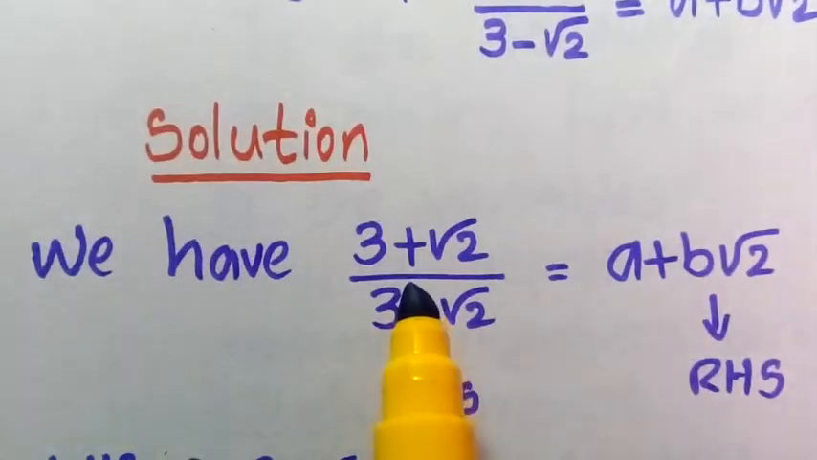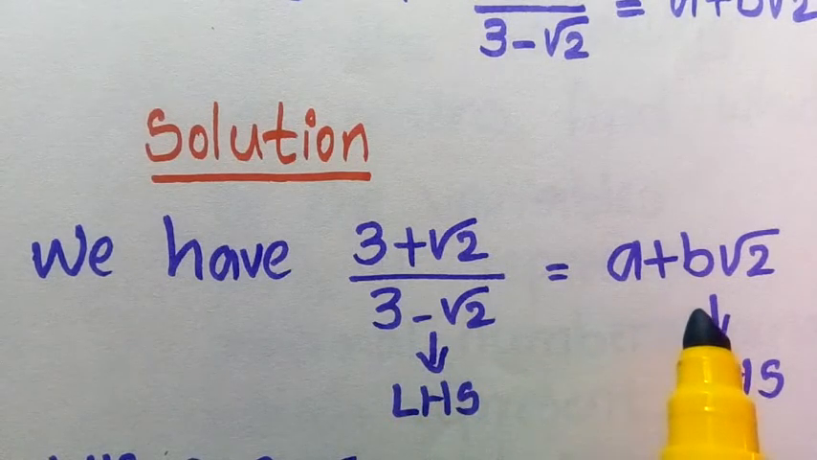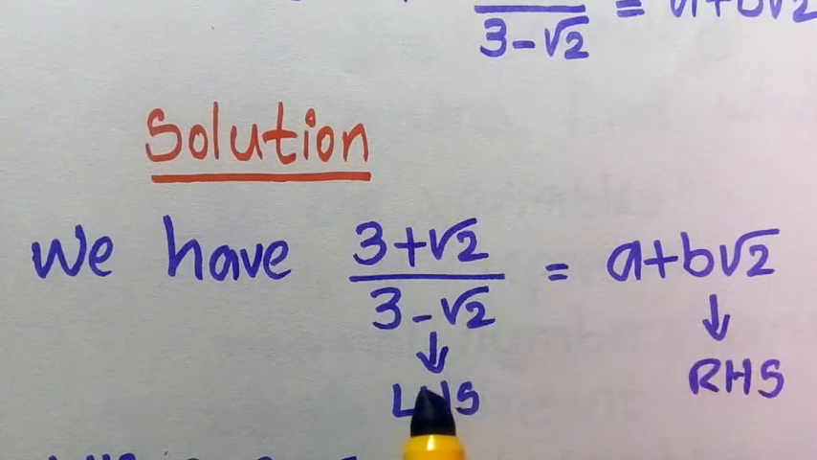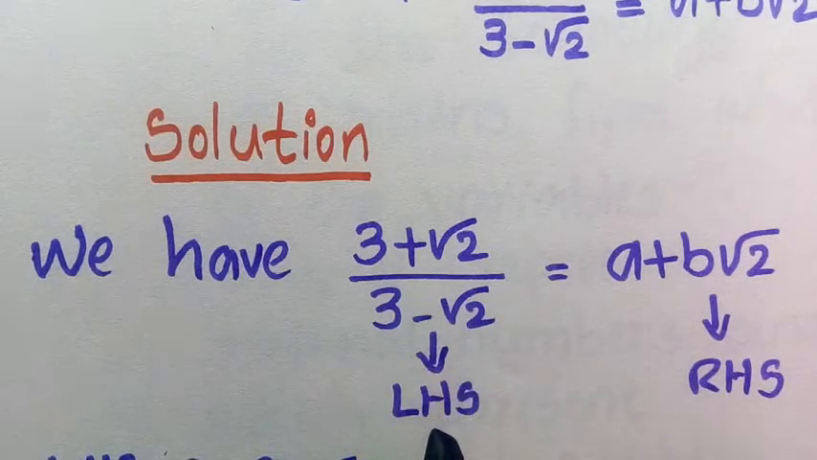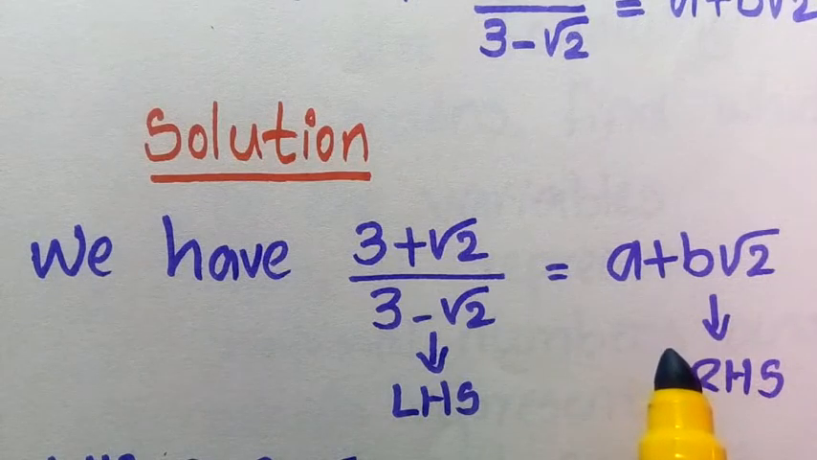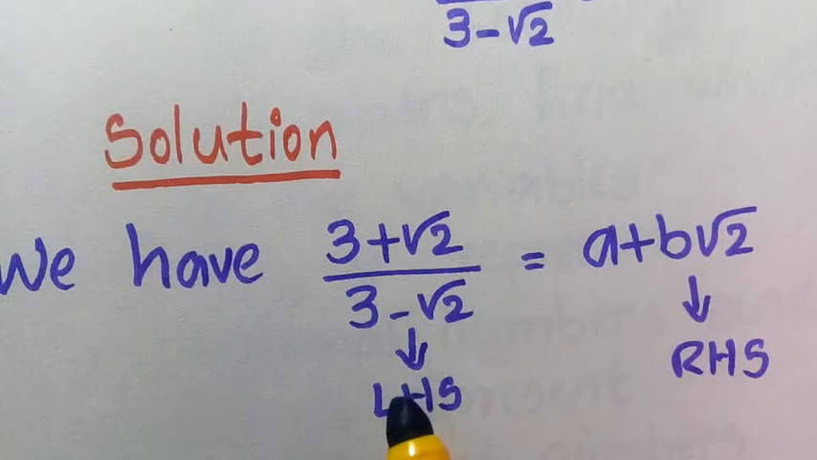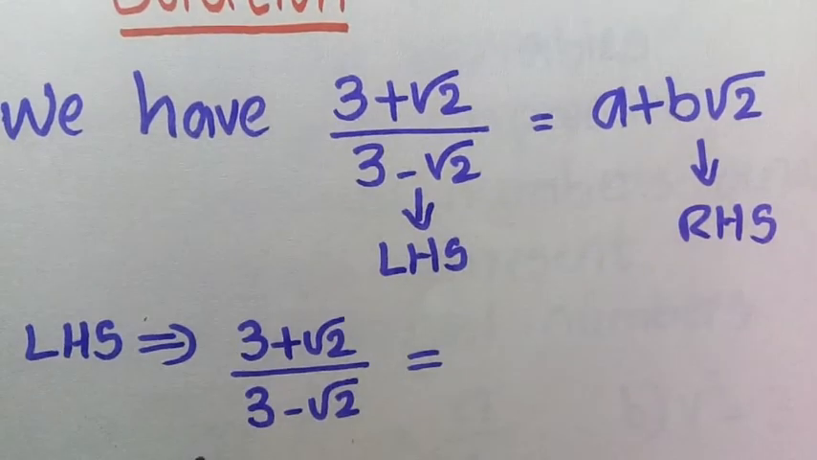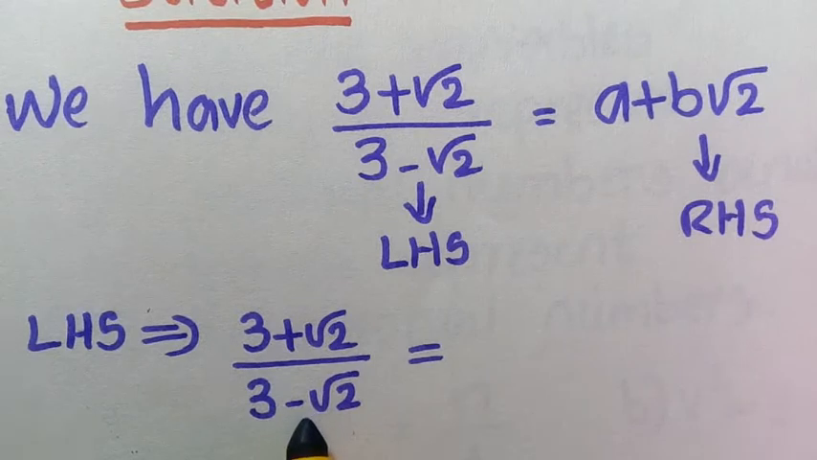We have (3 + √2) divided by (3 − √2) is equal to a + b√2. Here, (3 + √2)/(3 − √2) is the LHS. You already know LHS means left hand side. a + b√2 is the RHS, that is right hand side. We are taking the LHS separately for finding the answer. LHS is equal to (3 + √2)/(3 − √2).